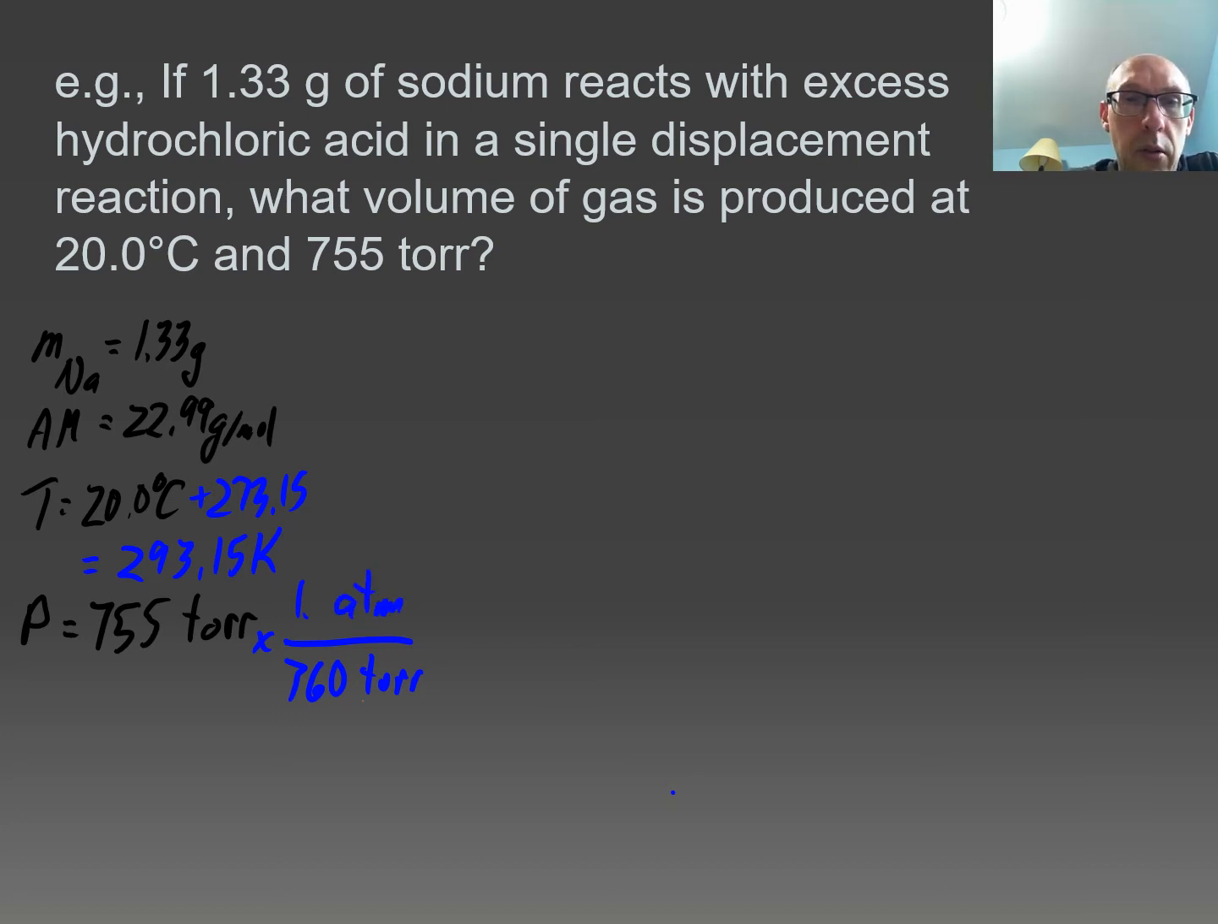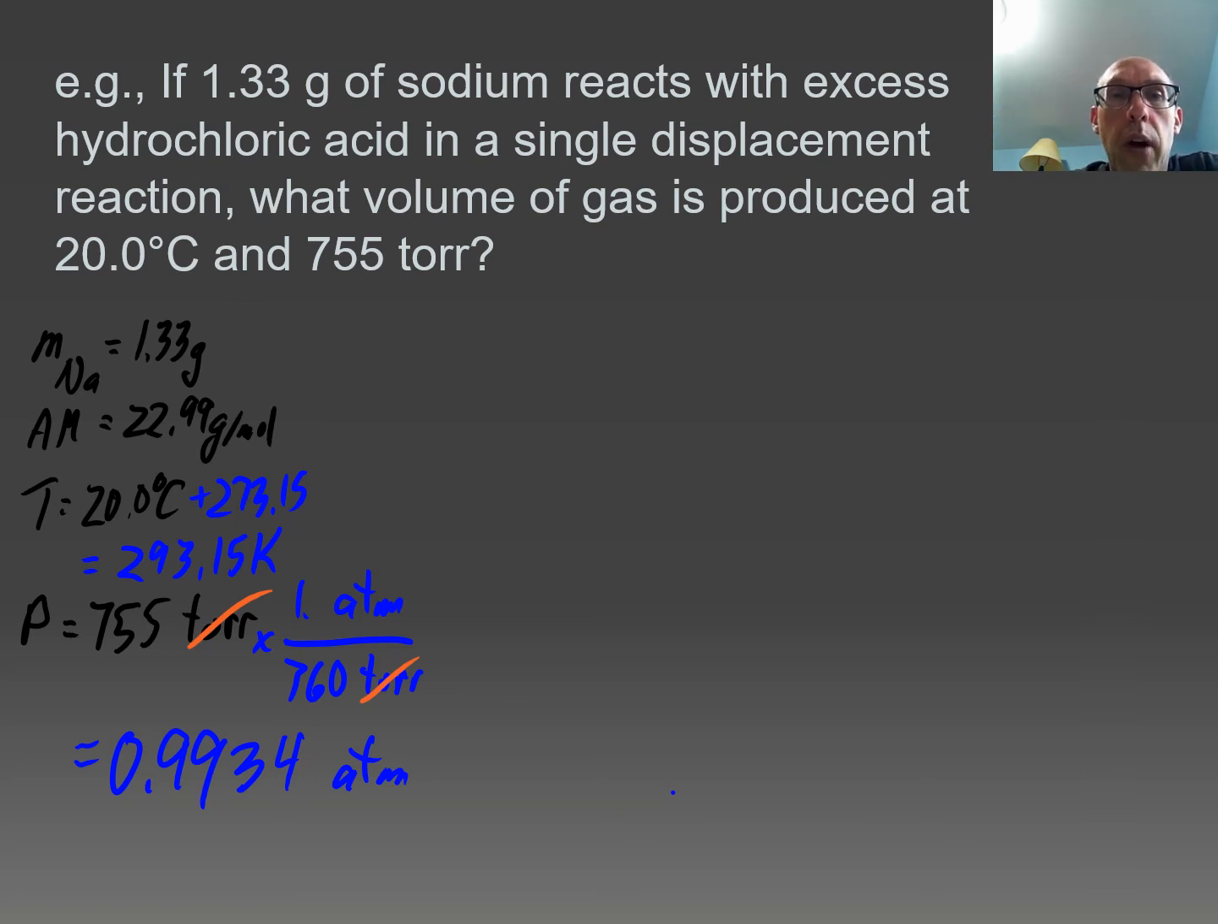So when I cancel, torr units cancel. When I do my calculation, I know I'm going to get a value just a little bit below 1, because 755 is just under 760, and my value is 0.9934 atmospheres. So those temperature and pressure values I'm going to use in the ideal gas law, and the mass and atomic mass I will end up using when we do our stoichiometry piece.